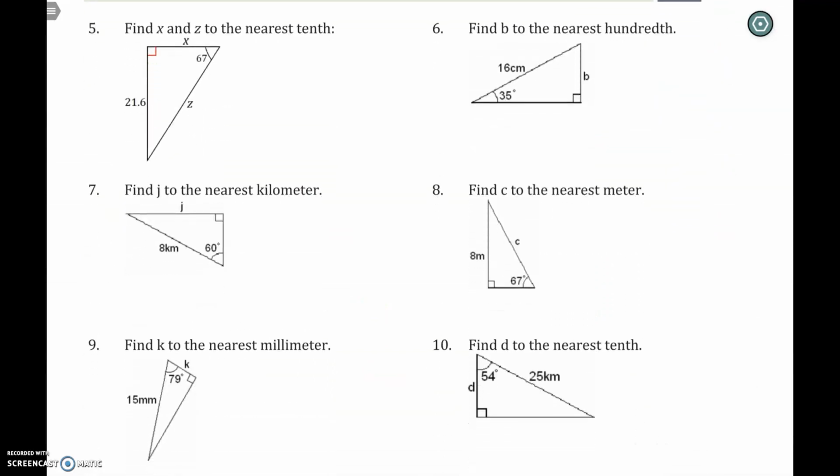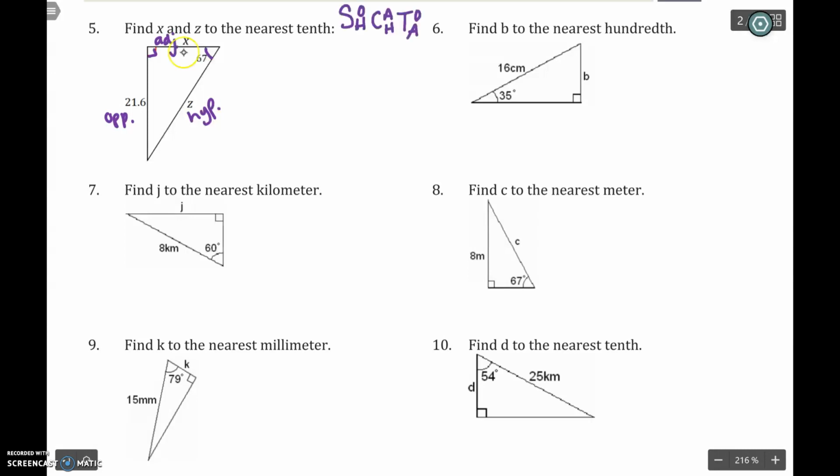Okay. Number 5, now we don't have a special right triangle. So our 67 is our angle. Across from that's your opposite. Across from the 90 is your hypotenuse, and next to the angle and the 90 is your adjacent. I'll start with x, which is the adjacent, and then we also have a value for the opposite. So opposite and adjacent is tangent.